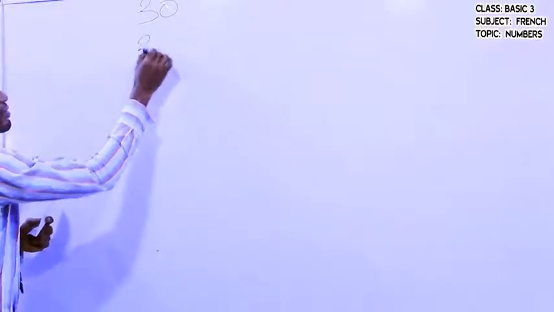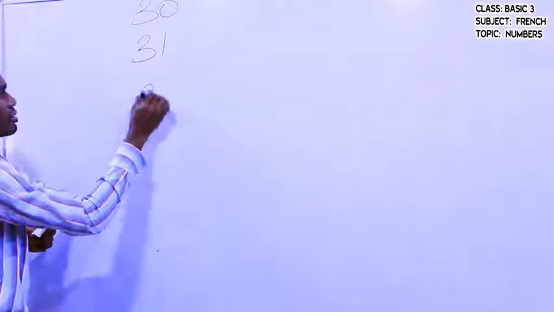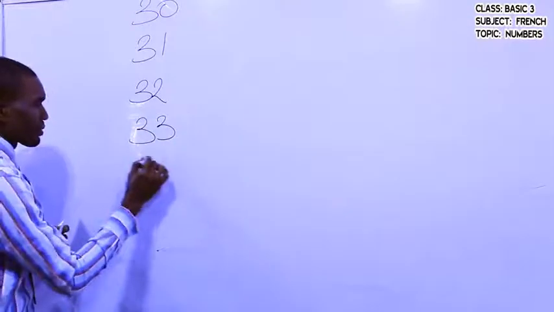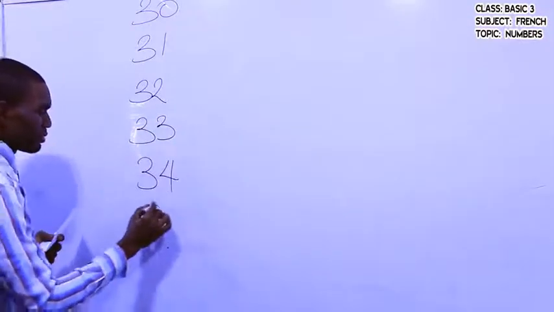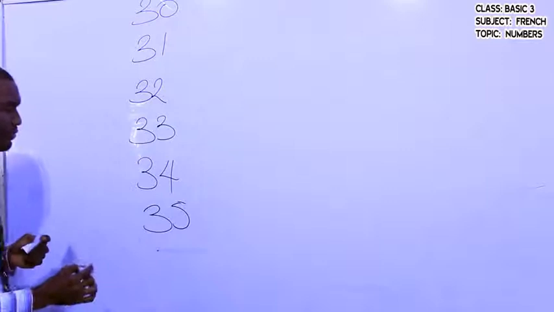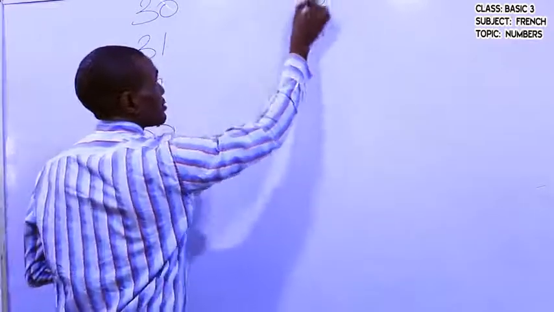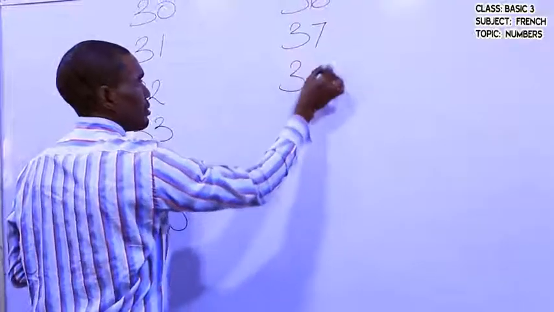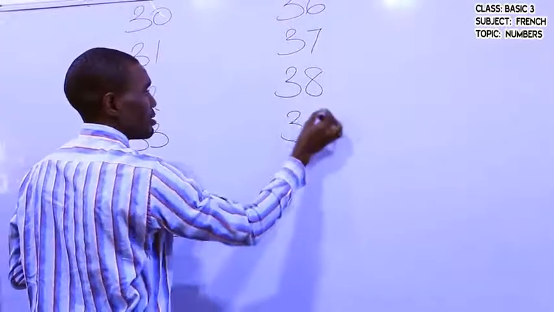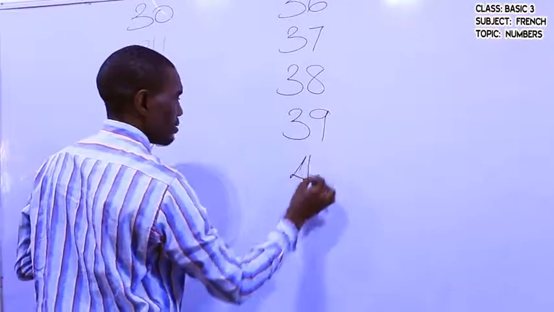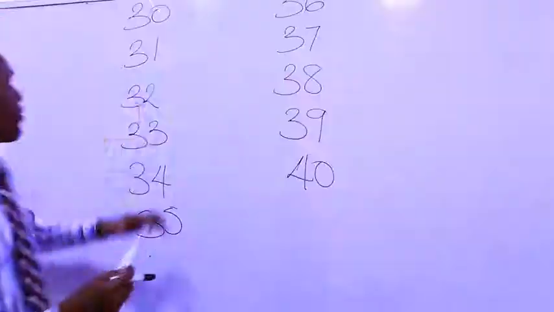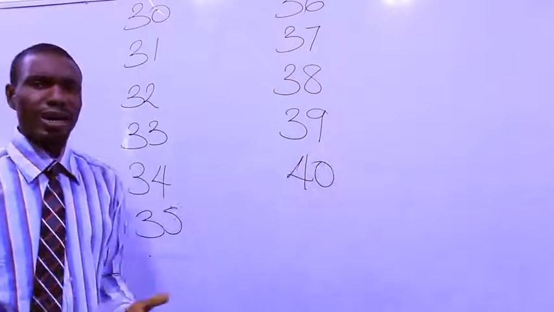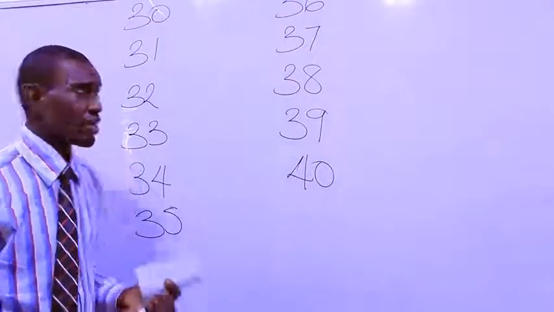We have 31, 32, 33, 34, 35, 36, 37, 38, 39, 40. We've gotten our numbers from 30 to 40. Now, let's look at how they are written in French.